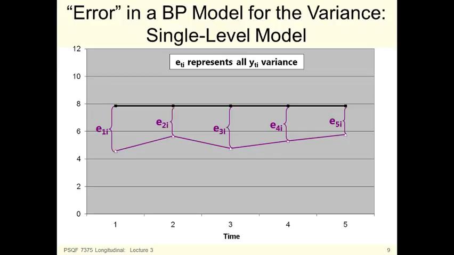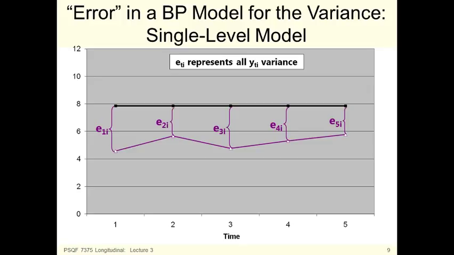Independence is the big one here. Do you see a pattern in the E's for this purple person? They're all negative, right? This person is below the mean all the time. That's not really independent. That's more like dependent. So the E's are related. That's not supposed to happen.